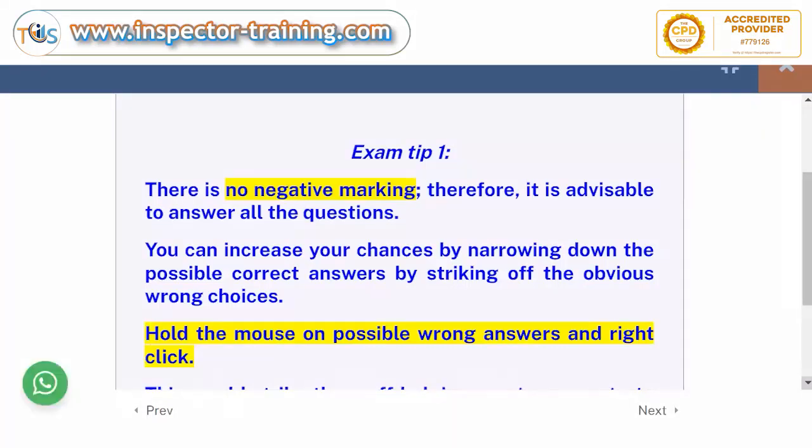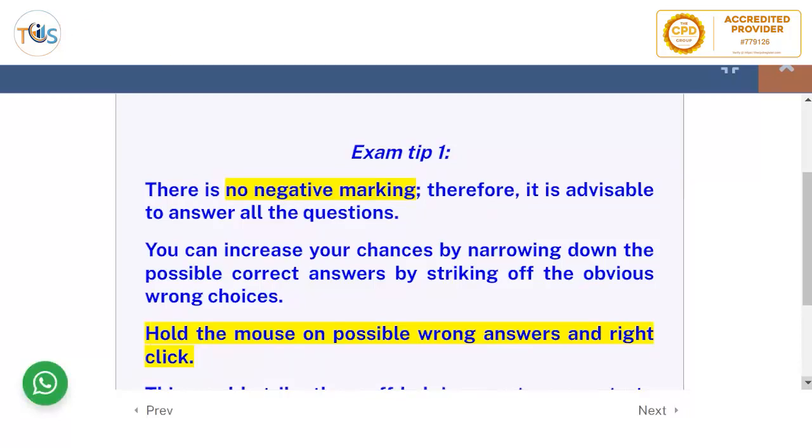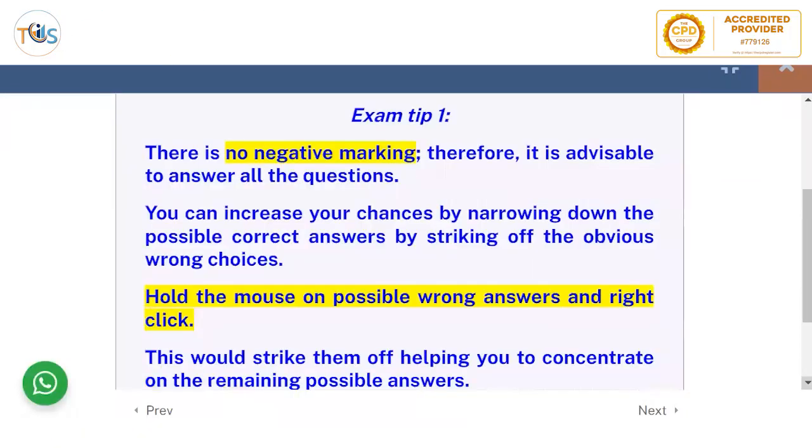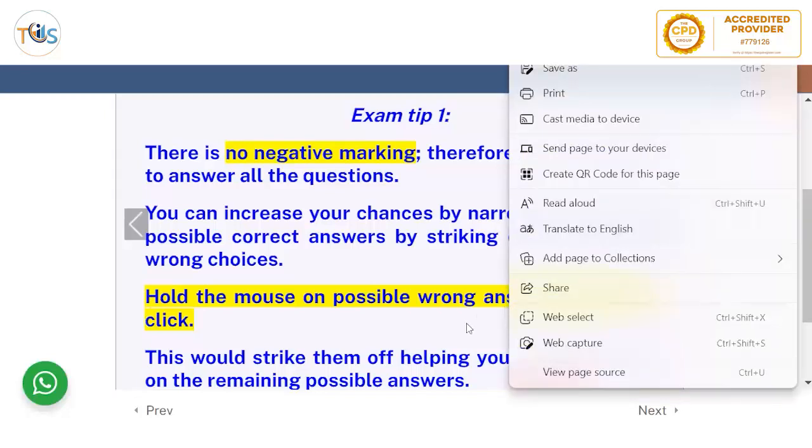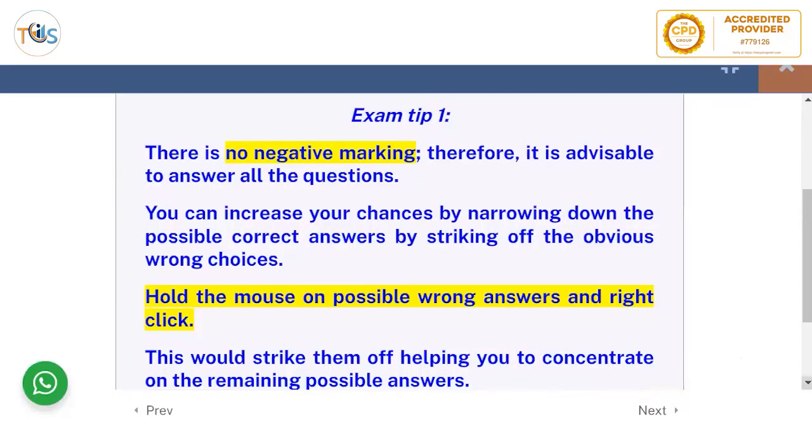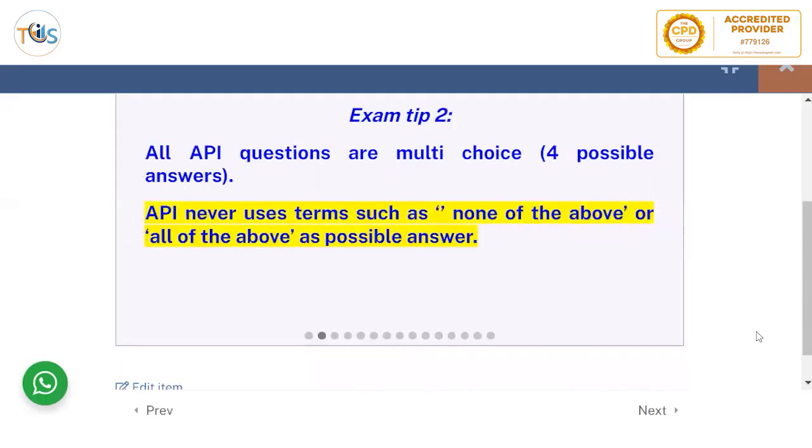There is no negative marking, therefore answer all the questions. What you can do is, if you know some answers are definitely wrong but you can't choose between two possible right answers, just right-click on the wrong answer and that would strike them off, and then you can zoom in on the possible right answer. And remember that API always asks you to choose the best answer. So the best answer, as per you, is what you choose, and that would be your answer.